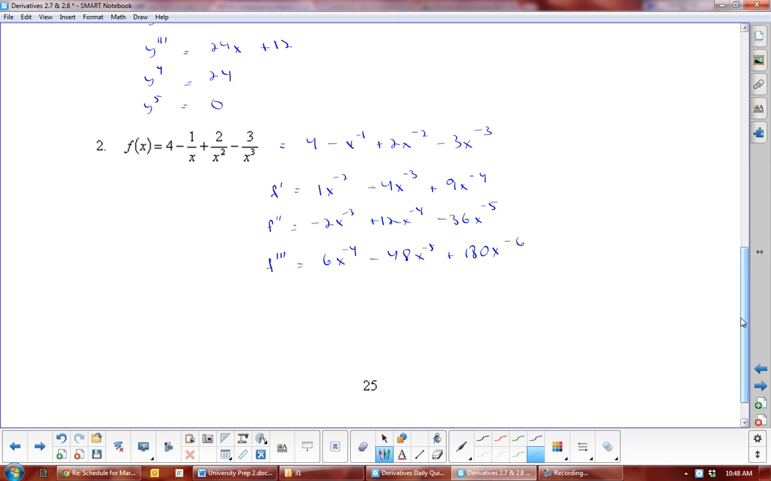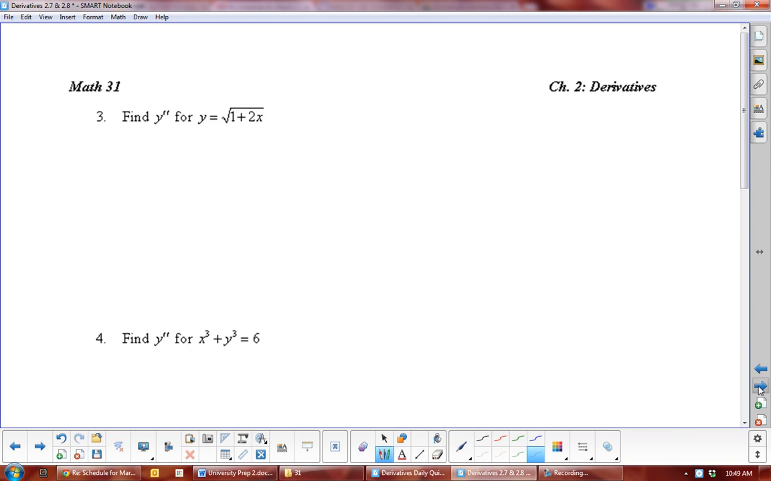And since they gave it in the form of no negative exponents, we want to leave it in the form of no negative exponents. So that would be 6 over x to the 4 minus 48 over x to the 5 plus 180 over x to the 6. So it sounds a lot harder than it is, but when we get to number 4, you'll see that it is as hard as it sounds.